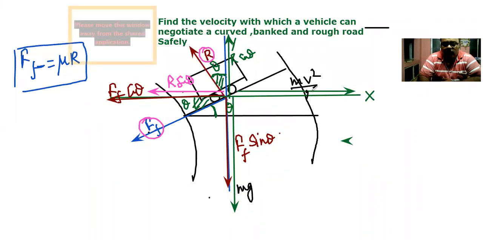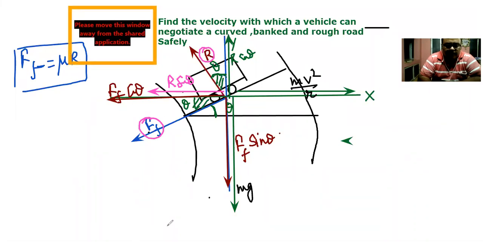So we have drawn all the forces that should be drawn in this particular figure. Now you try to draw the free body diagram of this particular vehicle. If I try to draw the free body diagram, it will be something like this. So what are the forces that are acting vertically?